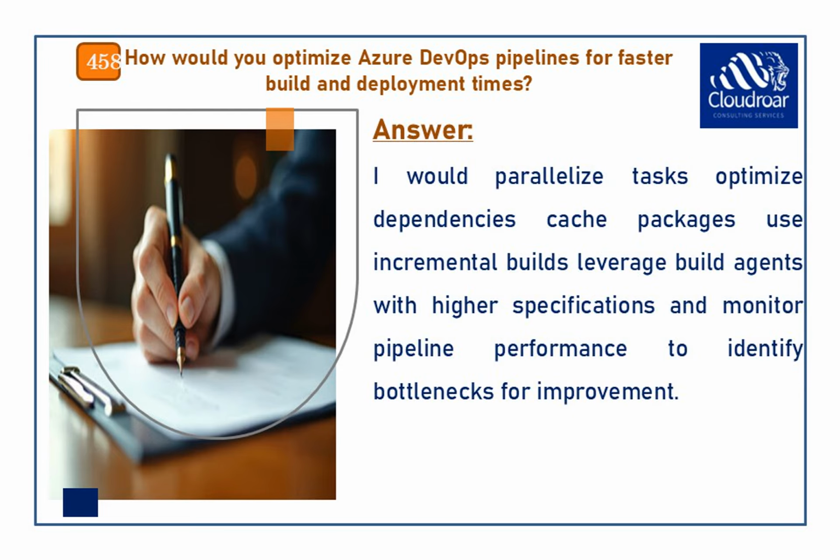Question 458. How would you optimize Azure DevOps pipelines for faster build and deployment times? I would parallelize tasks, optimize dependencies, cache packages, use incremental builds, leverage build agents with higher specifications, and monitor pipeline performance to identify bottlenecks for improvement.